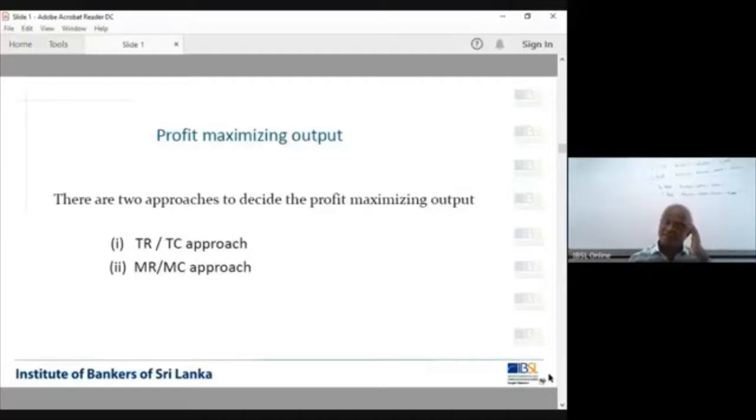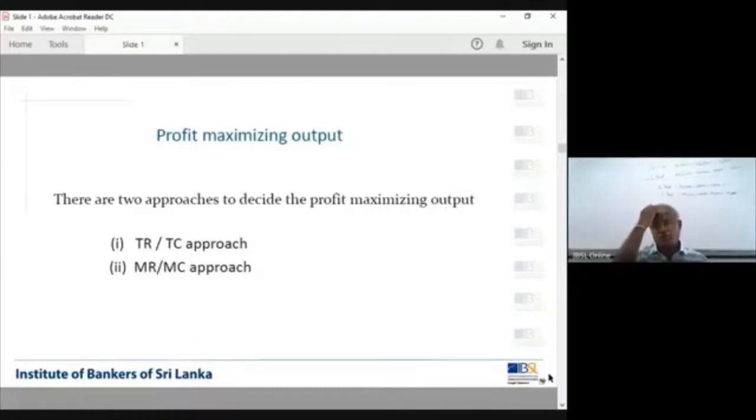But in the manufacturing sector, also a firm in a government industry, you can decide, okay, what should be the profit maximizing output? How many containers should be produced of this item? How many metric tons should be produced to get the maximum profit? To answer this question, we have two approaches. TR is the total revenue, total cost approach. MRMC is the marginal revenue, marginal cost approach.